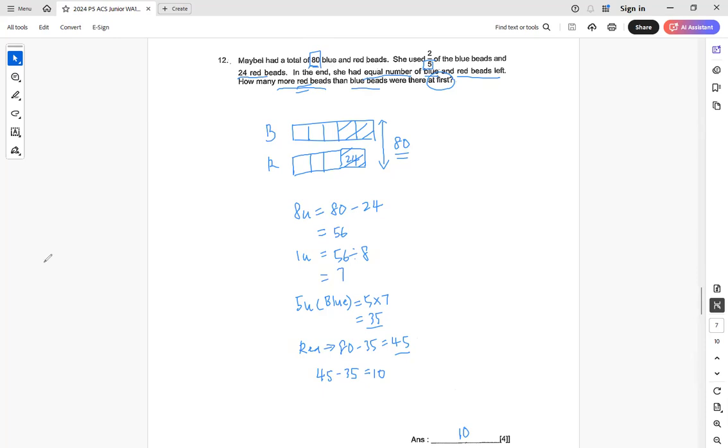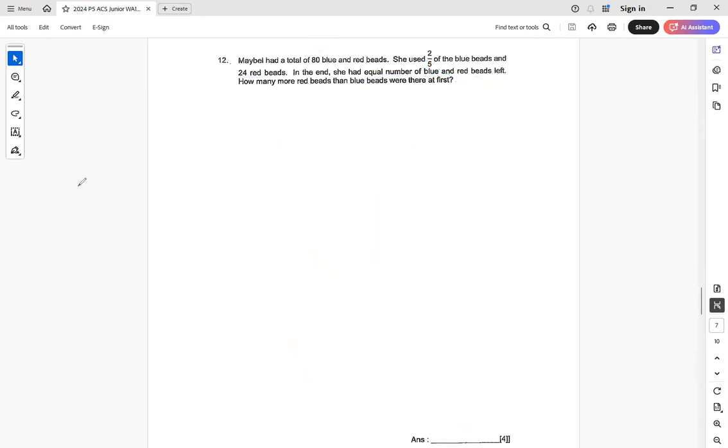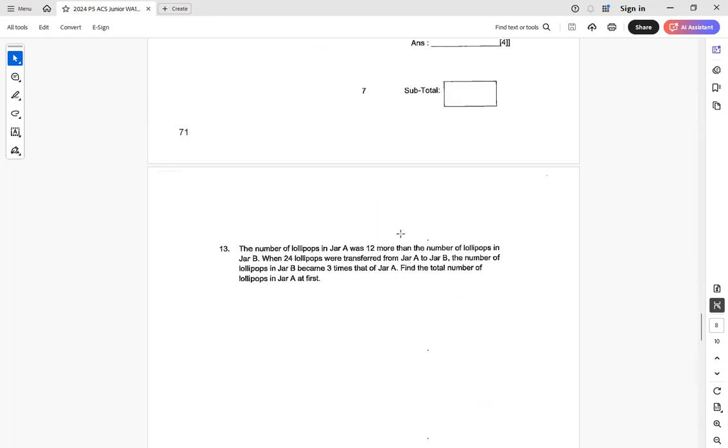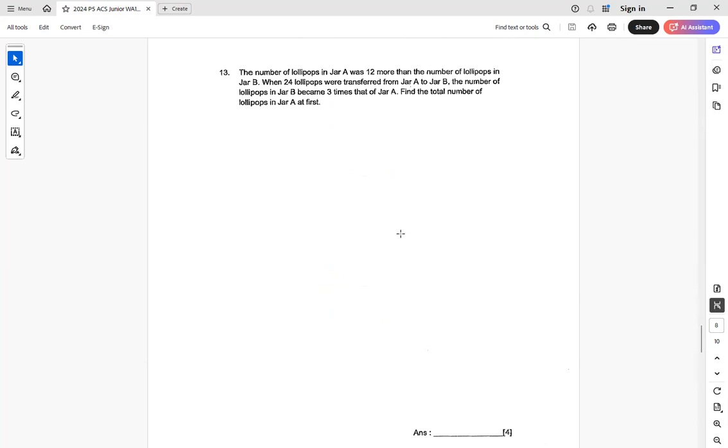Okay, let me clear my drawings, and then we will move on to our last question. The number of lollipops in jar A was 12 more than the number of lollipops in jar B. When 24 lollipops were transferred from jar A to jar B, the number of lollipops in jar B became 3 times that of jar A. Find the total number of lollipops in jar A at first.